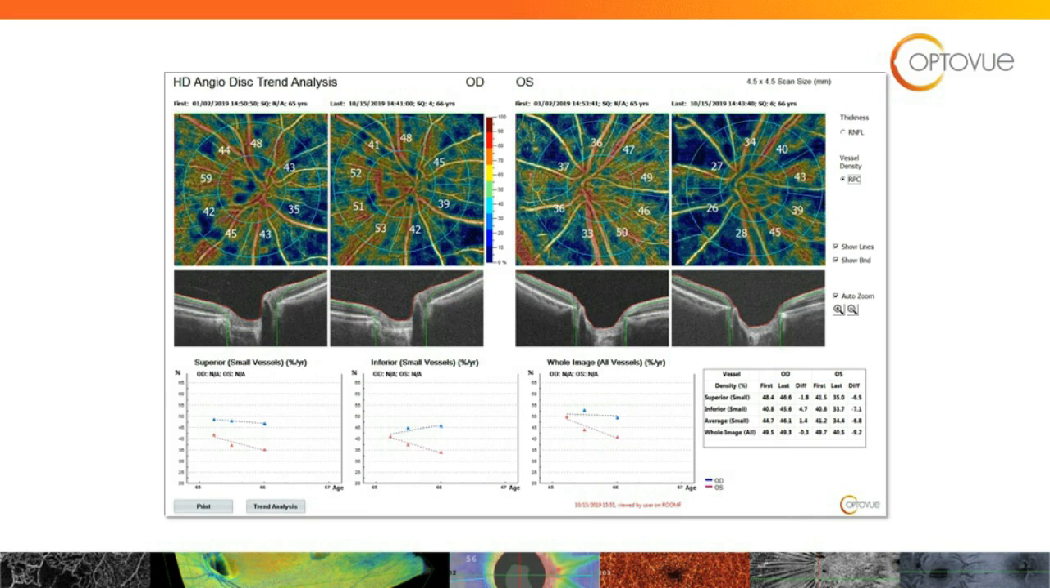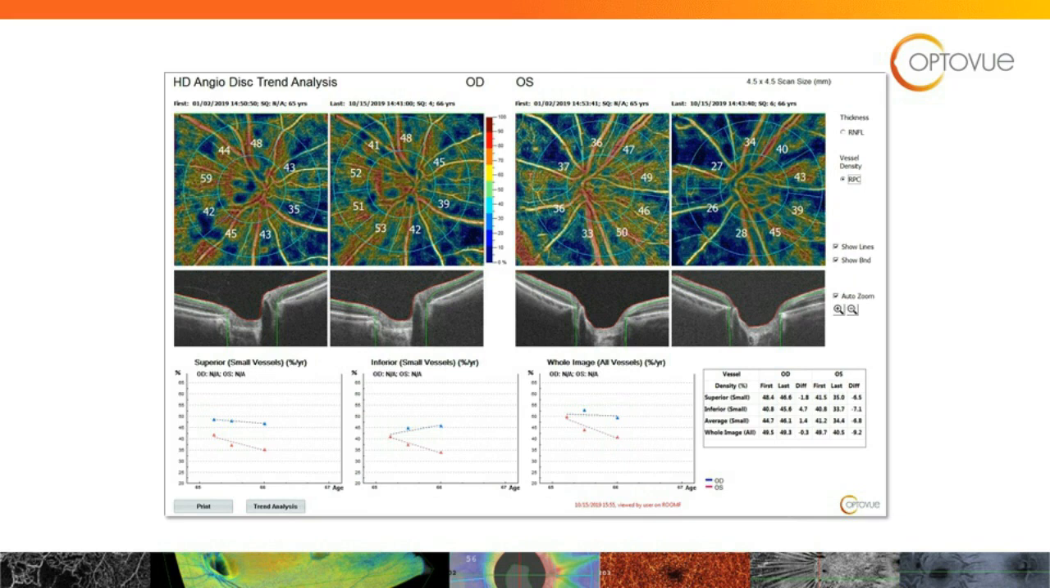Look, there's more non-perfusion on the right-hand side than there is on the left-hand side. Then, if we look at the bottom left-hand side, which is the superior, the right eye is the blue, the left eye is the red. We can see the blue is staying about the same superiorly, but the red is losing perfusion, and inferiorly, it's kind of the same thing. And then when we go to the whole image, which is the third graph over, we can also see the right eye is holding pretty steady, but the left eye is decreasing.